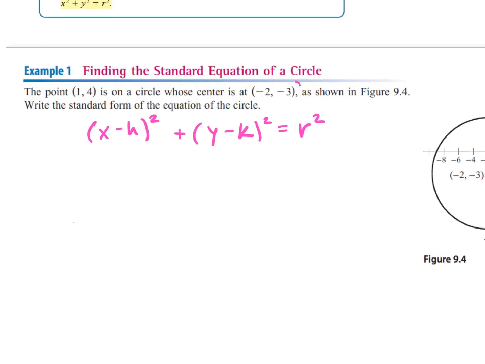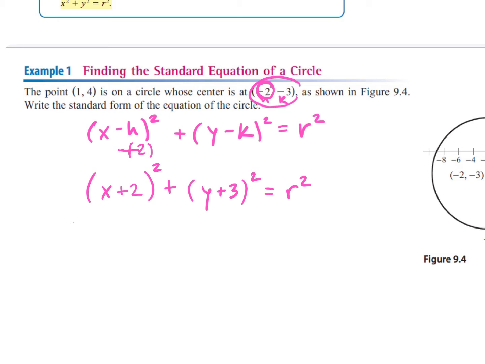So it gives us our center. This is our h, this is our k. We can plug them in. So this is going to be x, what comes next? It would be x plus 2, because it's minus a -2, which turns into a plus. So just keep that in mind. Our h was -2, minus a negative number, two negatives make positive. And then plus y, what comes next? Plus 3. That's equal to r squared.